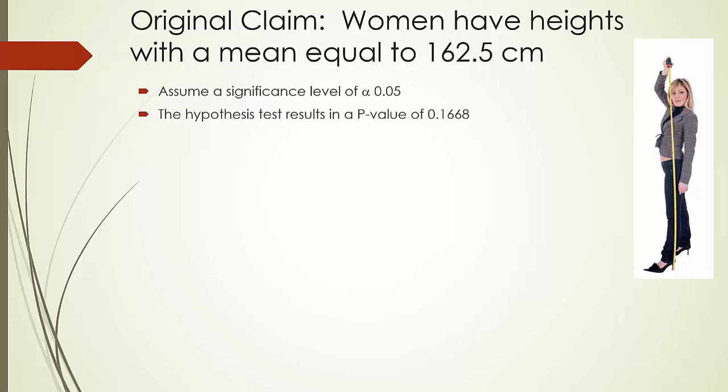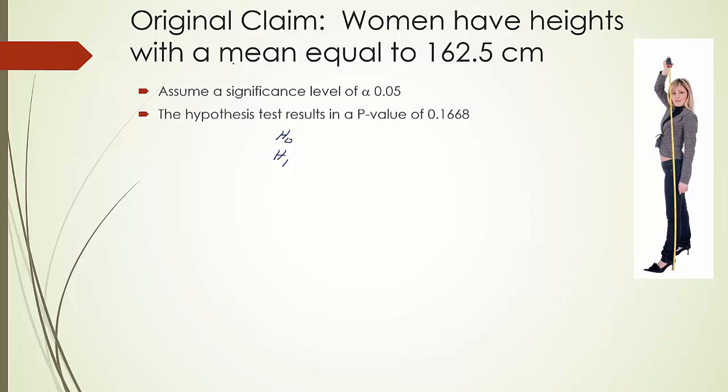And the hypothesis test results in a p-value of 0.1668. So in order to do a hypothesis test, we need to start with having some hypotheses. And so again, first we'll write our null hypothesis, so H sub 0 or H naught, and then we'll write our alternative, which can be either HA or H1.